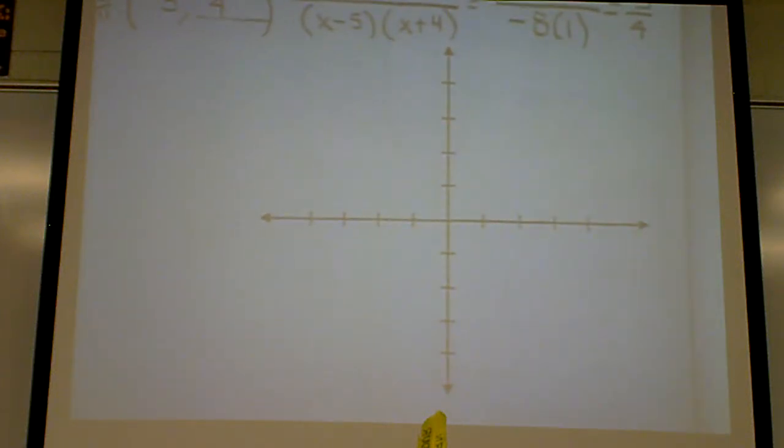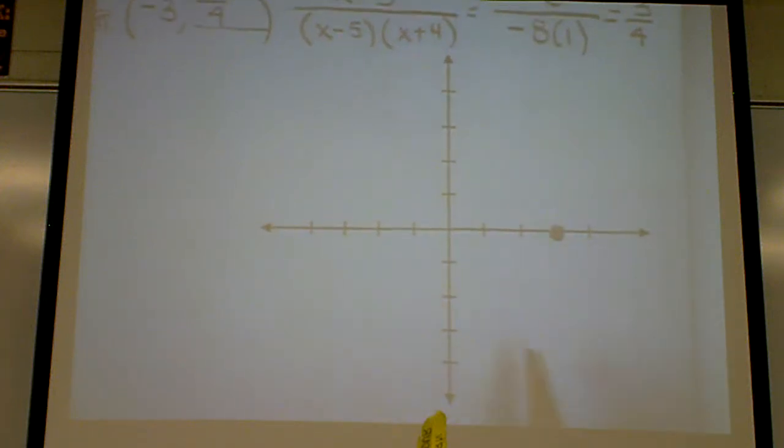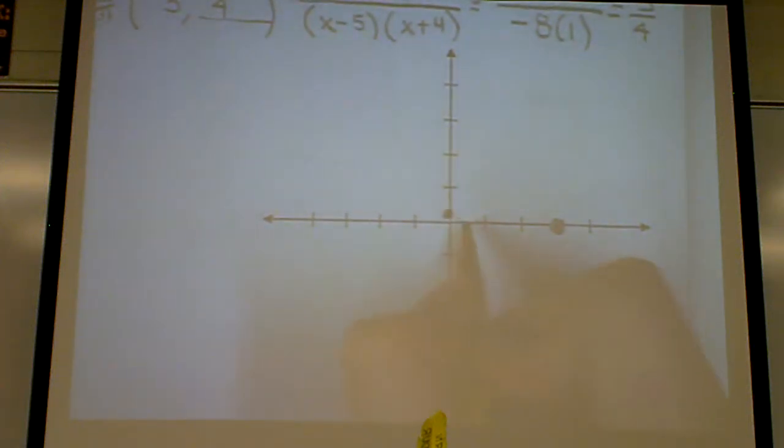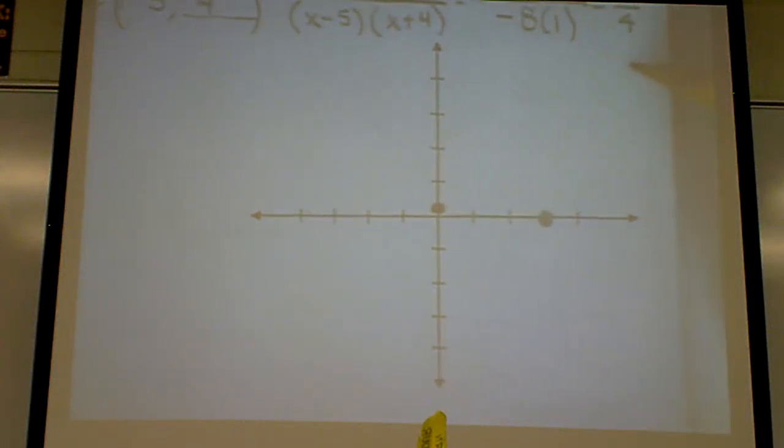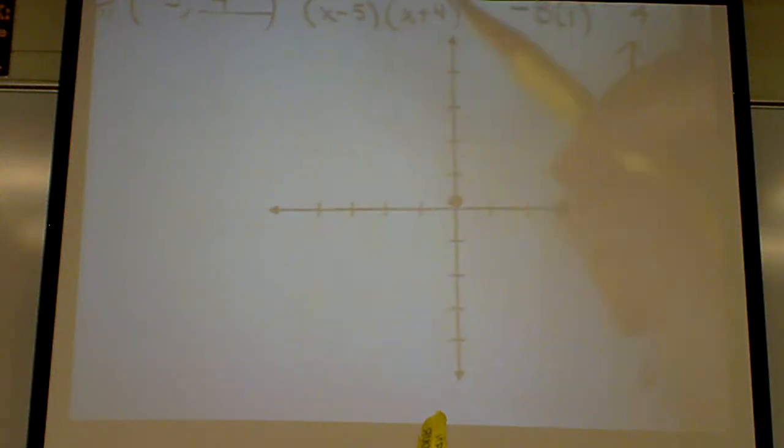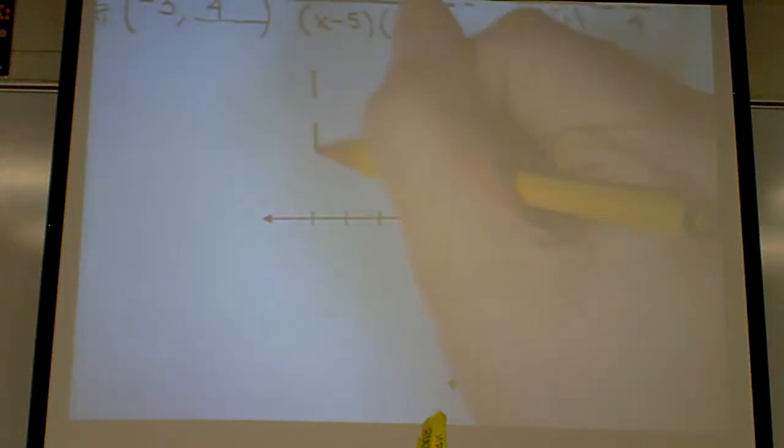Okay, let's graph what we know. We have a root at 3. We have a y-intercept at 0, 3/20. So put a little dot over there. We don't have to be very accurate, just as long as it's close. Alright, what are my asymptotes? Asymptotes are right there. We have one at x equals 5, and -4.